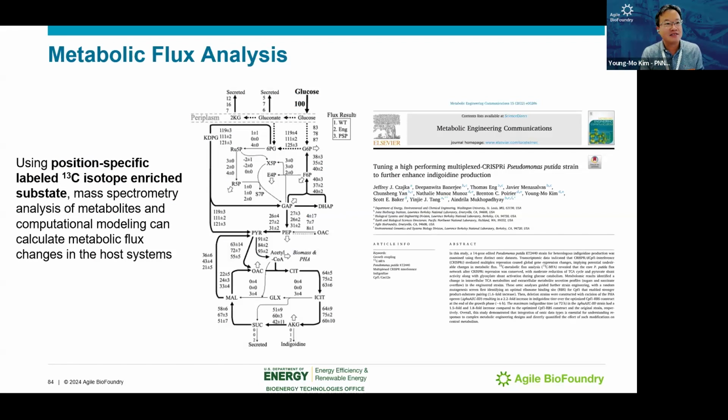The last thing is the fluxomics analysis. We can use isotope-enriched substrate to monitor metabolites. We can measure the incorporation of isotopes, and we can use that information to calculate the flux. The one on the right is an example from our recent publication. We used Pseudomonas putida, and we tried to change their metabolic pathway to produce a dye molecule, and we were able to generate this pathway map.